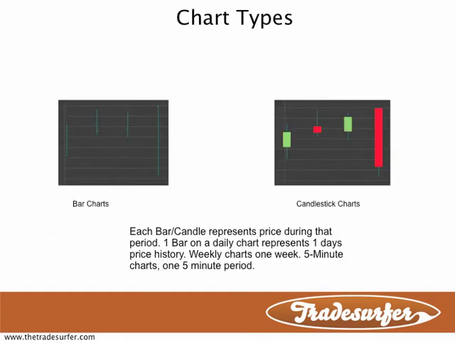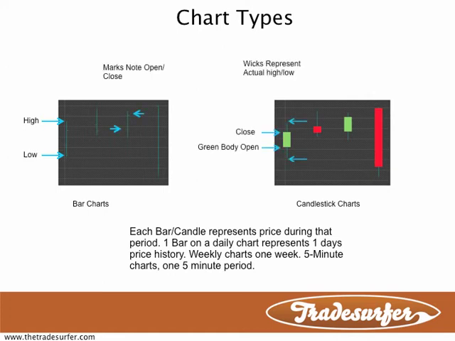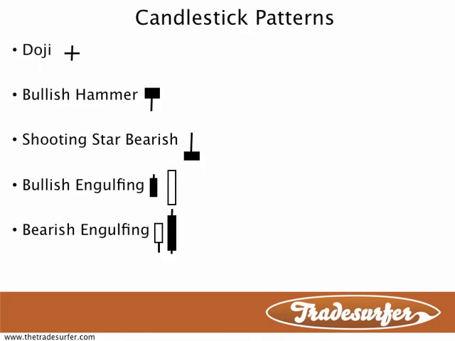One more thing before we move on, I'll just put the notations back up here. I refer to these as daily candles, and typically traders use these on daily price charts, but understand that each bar or candle represents a period. One bar on a daily chart represents one day's price history. On a weekly chart it's one week, and on a 5-minute chart, each candle represents 5 minutes in time. So it really just depends on the time frame you're trading on which of these you'll actually use.